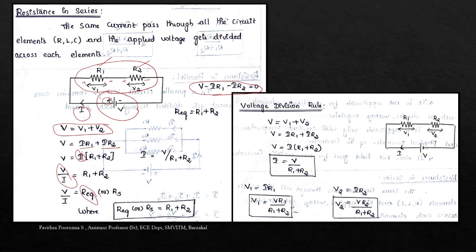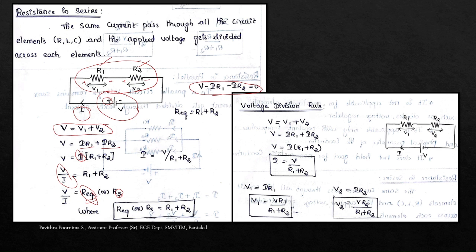So V by I equal to R equivalent, or in some textbooks it is RS. RS or R equivalent equal to R1 plus R2. So if three resistances are connected in series, then it is R1 plus R2 plus R3. Generally we can say R equivalent equal to R1 plus R2 plus etcetera up to Rn.